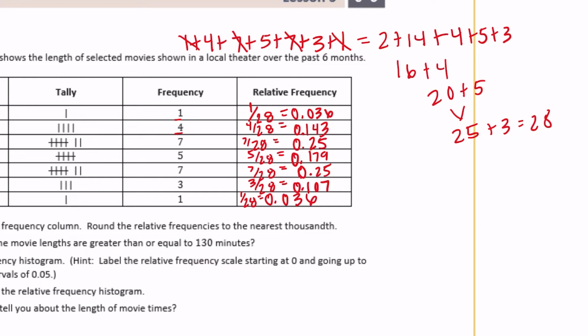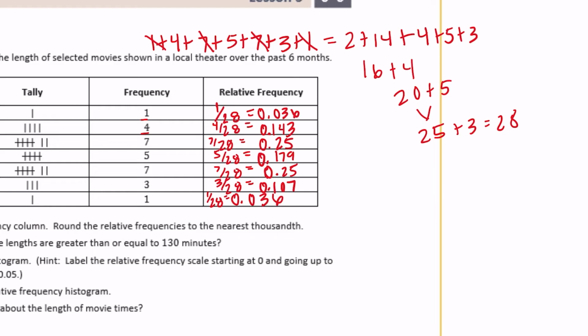If you want, we can go through and make them all into percentages. You just move the decimal point 2 places to the left. So like this would be 3.6%. This would be 14 and 0.3%, 25%, 17 and 0.9%. I think it's easier to look at them in percentages, and so there are our percentages.